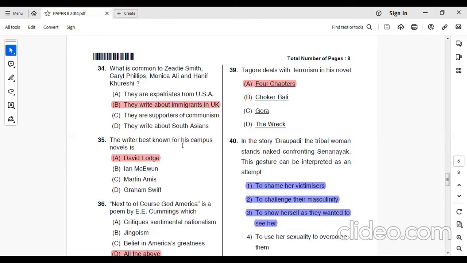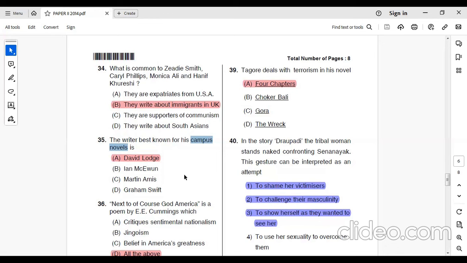The writer best known for his campus novel. So which writer is best known for the campus novel? David Lodge. So what is a campus novel exactly? The campus novel is a book which mainly takes place on a university campus. These novels can be comic in nature or more serious. So there are many examples of both kinds of campus novels. Usually a faculty member serves as the narrator or the main character.